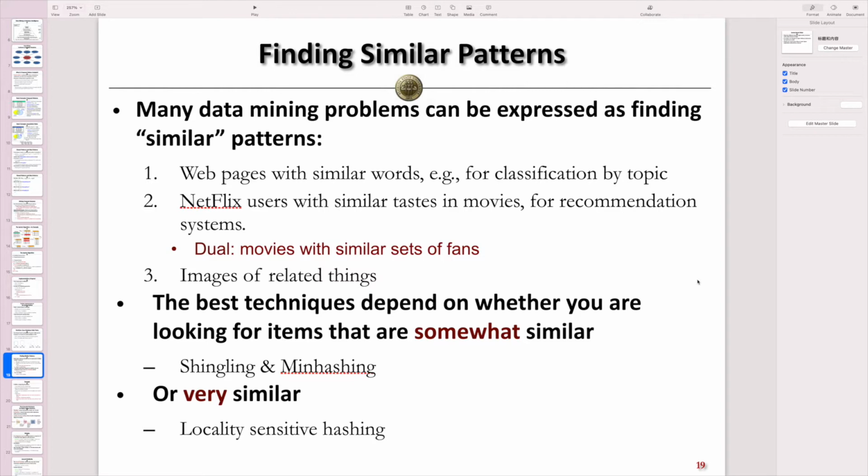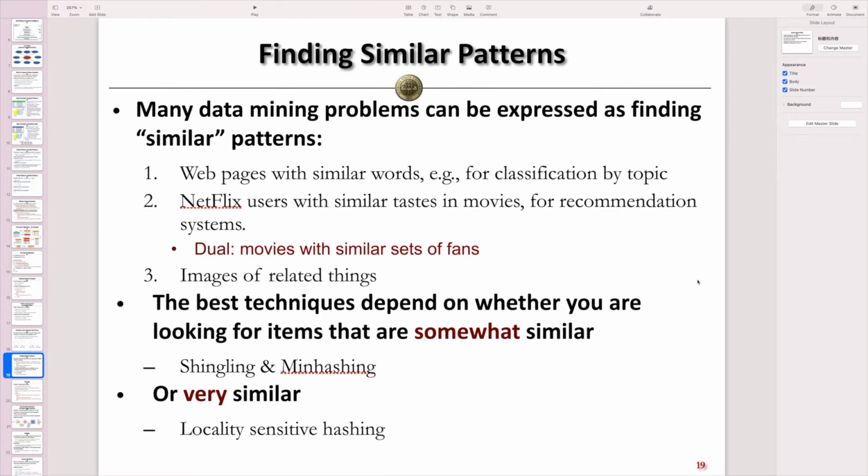Also, for Netflix users with similar tastes or preferences in movies, we can use this information as a signal for recommending potential movies they will be interested in. We can use the similarities among the users' movie preferences as a signal for building recommender systems. And similarly for images.